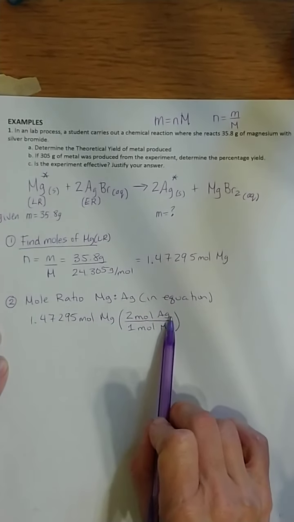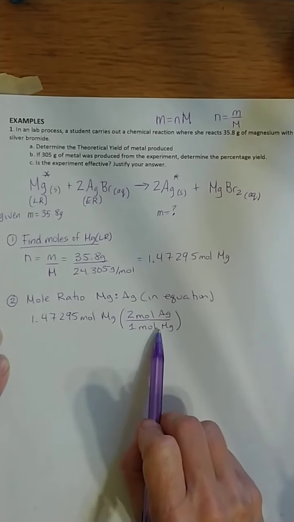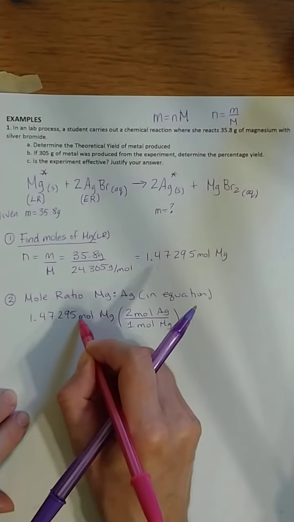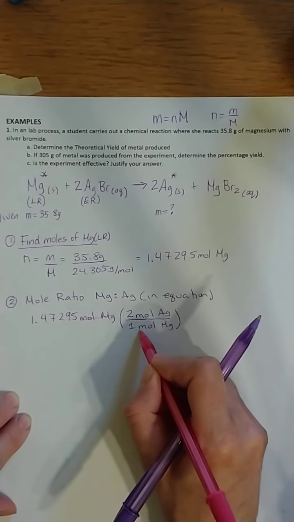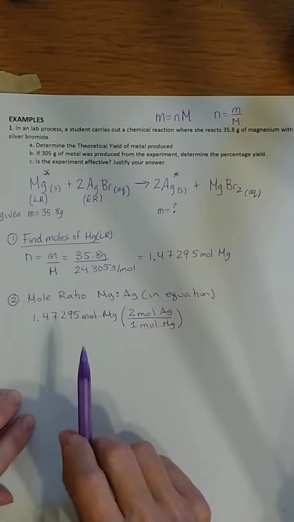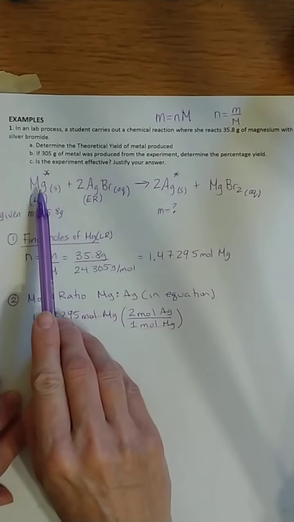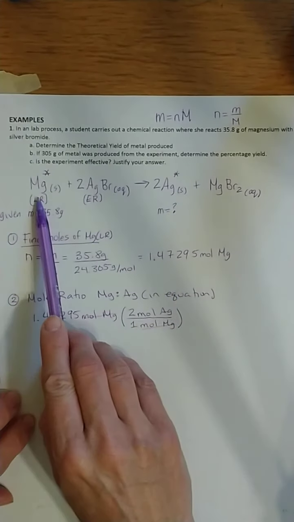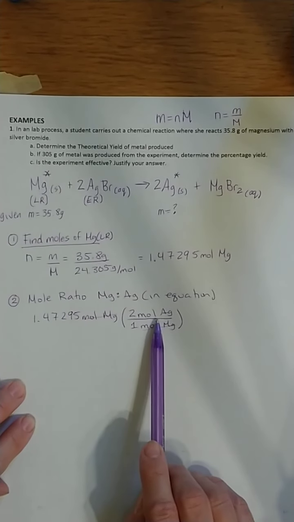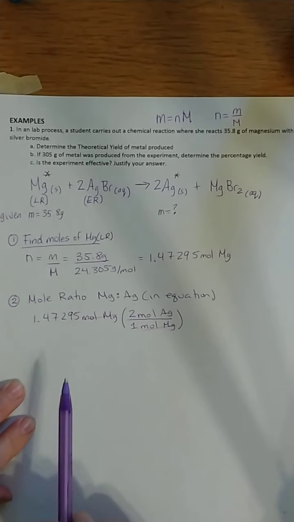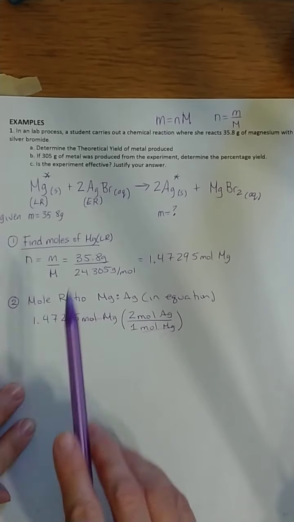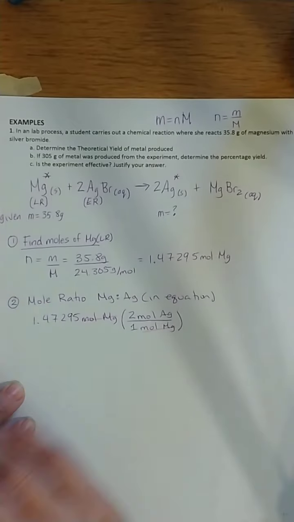Now, why is the product on the top and the limiting reagent always on the bottom? Because these moles of Mg will cancel these moles of Mg down in the denominator, leaving you with moles of silver. So all we've done is we've built a bridge. We start at Mg and we're building our bridge to get over to Ag. We're converting magnesium moles into silver moles. And the only way to do that is to take your moles of magnesium that you calculated and multiply it by the ratio of the coefficients in the reaction.